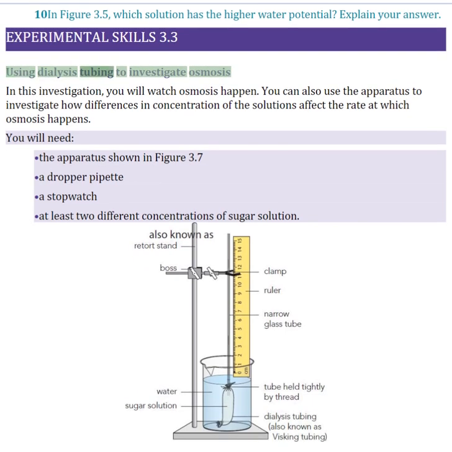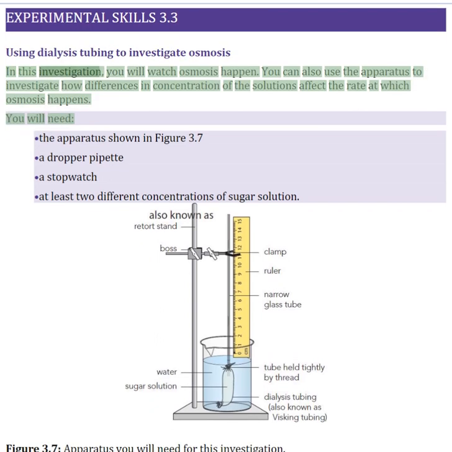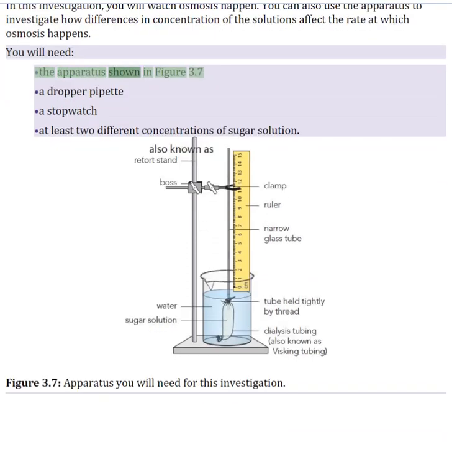Experimental skills 3.3. Using dialysis tubing to investigate osmosis. In this investigation, you will watch osmosis happen. You can also use the apparatus to investigate how differences in concentration of the solutions affect the rate at which osmosis happens. You will need the apparatus shown in Figure 3.7.